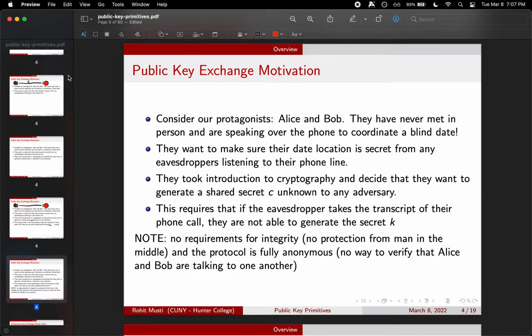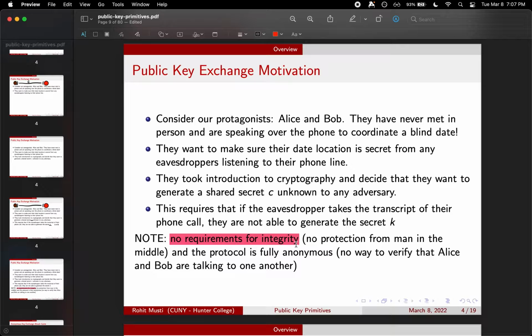Now some notes, there are some weaknesses in this. In particular, there are no requirements for integrity. Now, I'd like you all to pause here for a moment and attempt to recall from our previous lectures what message integrity means. I'll wait for a moment. Great, I hope you've had a chance to consider this.